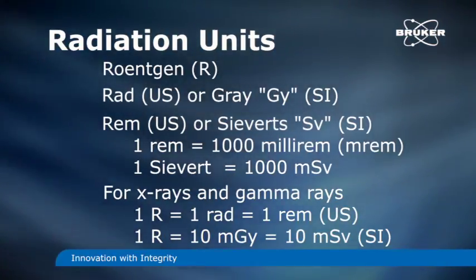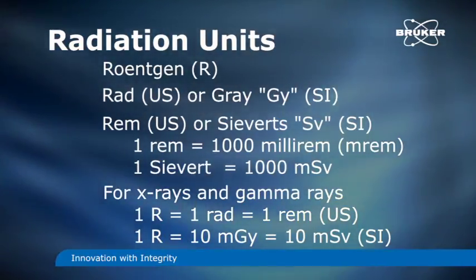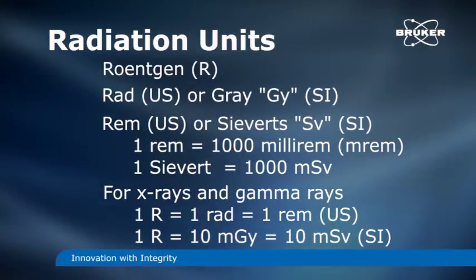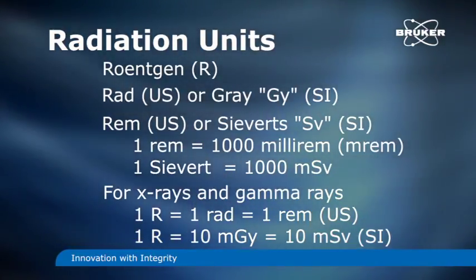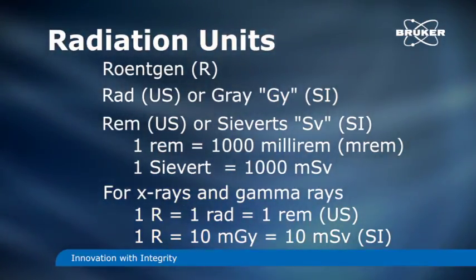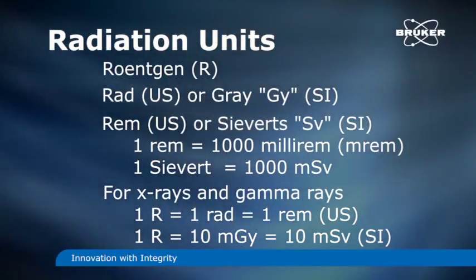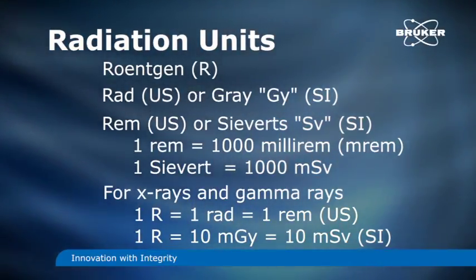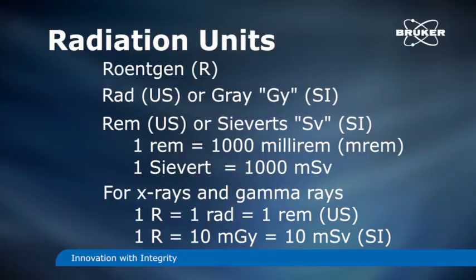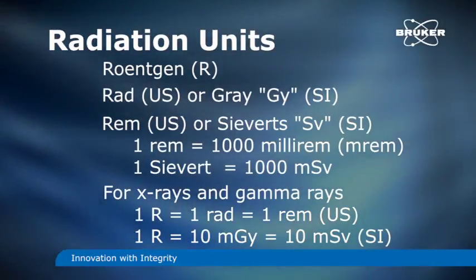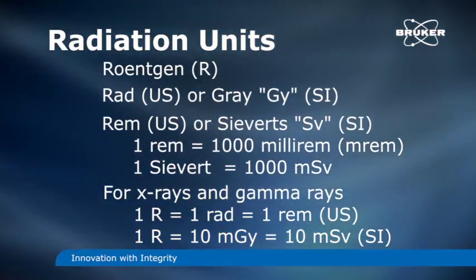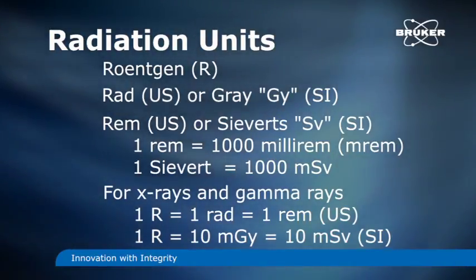So you can assume 1 R equals 1 rad equals 1 rem equals 1000 millirem, or 1 R equals 10 milligray equals 10 millisieverts. Since this is the case, we simply refer to the dose equivalent, equivalent dose, or absorbed dose as dose or radiation dose. Most dose values are so low that they are expressed in millirem or millisieverts. A millirem equals 1/1000th of a rem. A millisievert equals 1/1000th of a sievert. 1 sievert equals 100 rem.